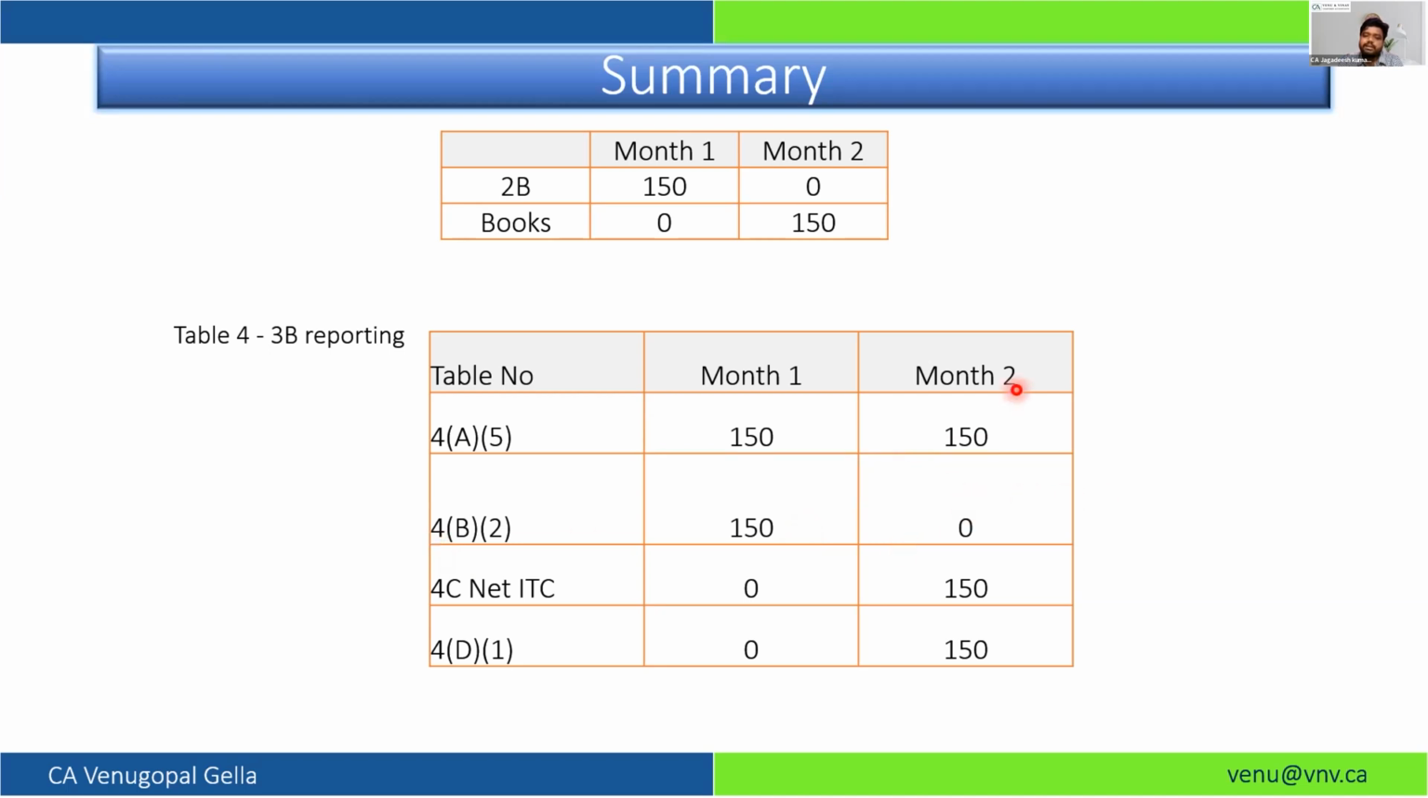4B2, I will report the same figure. What I am availing in this period, credit in this month, I will report it in the 4A1. This is the net ITC. This will go to my ECL. Okay. Any doubts in this?